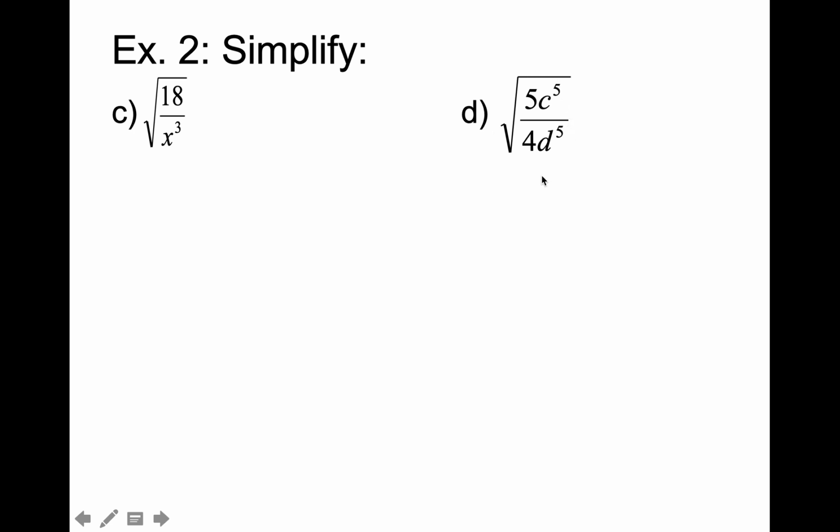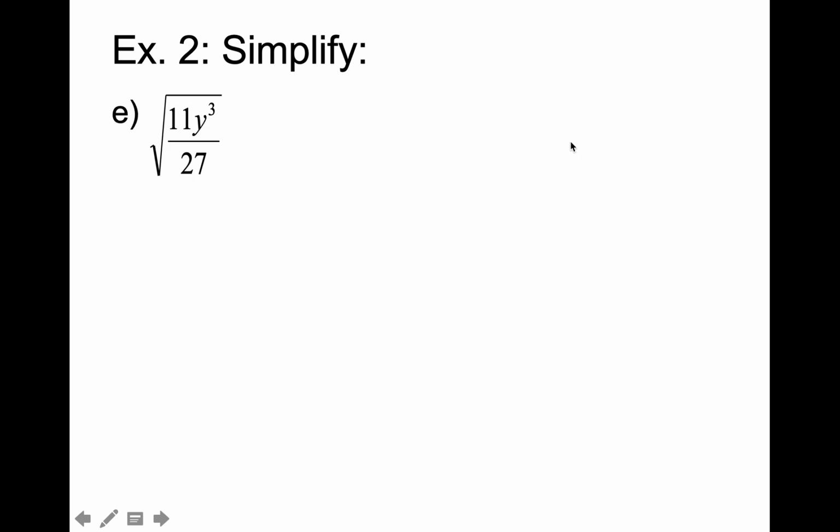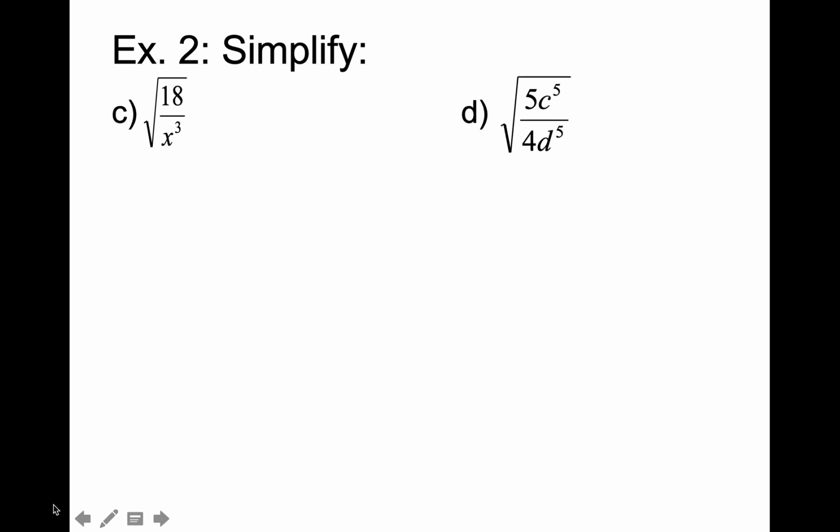First thing, you can't reduce this fraction at all. I can't simplify it. Next, I'm going to multiply by d on the top and on the bottom, so my bottom becomes a perfect square. Now, since 4 is a perfect square, I don't need to multiply by any constants, but d to the fifth isn't a perfect square. That's why I'm just multiplying by d. And that is then equal to radical of 5 c to the fifth d over 4 d to the sixth.